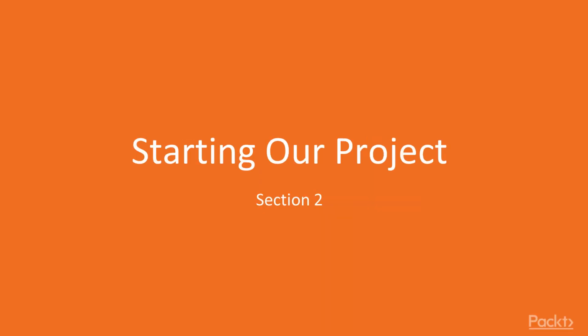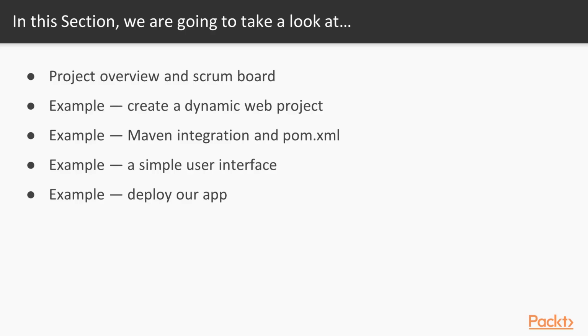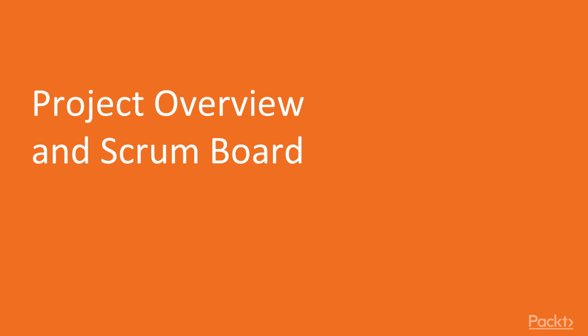Welcome to section 2, where we're starting our project. In this section, we're going to take a look at the project overview and Scrum board, which is this video. After that, we're going to create a dynamic web project. We're going to look at Maven integration and POM XML. We'll look at a simple user interface and how to deploy our application. Let's start with the project overview and Scrum board.